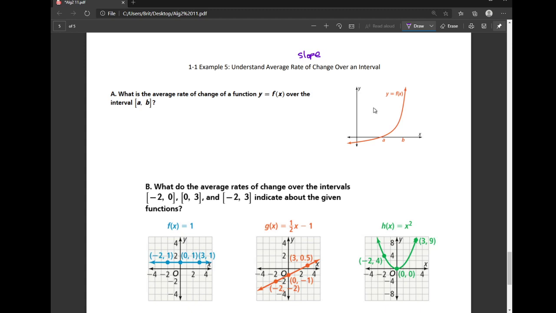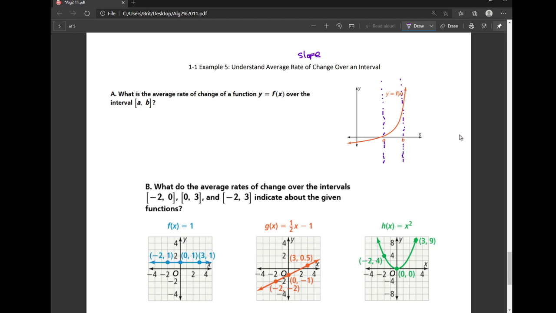So we have some function. In this case, they have an exponential function. It could be anything. It could be a straight line, a parabola, a cubic function. It doesn't really matter. What we're doing is picking two x values. We're going to pick the x value a. Here's my dotted line for the x value of a. And then we're going to pick the x value b. I'm not specifically saying what those numbers are because I can pick whatever number I want for them.